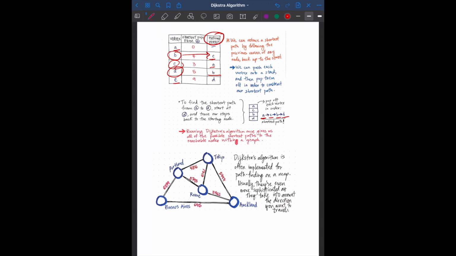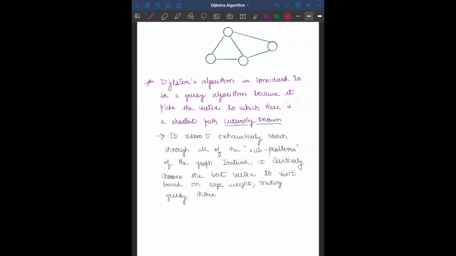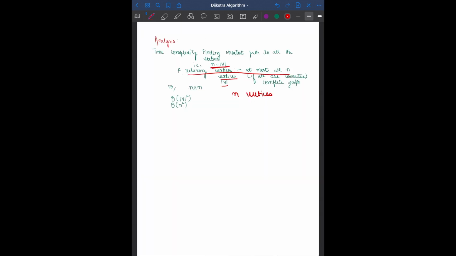Running Dijkstra algorithm once gives us all of the possible shortest paths to the reachable nodes within a graph. Dijkstra algorithm is often implemented for path finding on a map. Dijkstra algorithm is considered to be a greedy algorithm because it picks the vertex to which there is the shortest path currently known. That's what a greedy algorithm does, it makes a greedy choice. So we visit n vertices and we relax a maximum of n into n vertices. So we can say the time complexity is n squared.